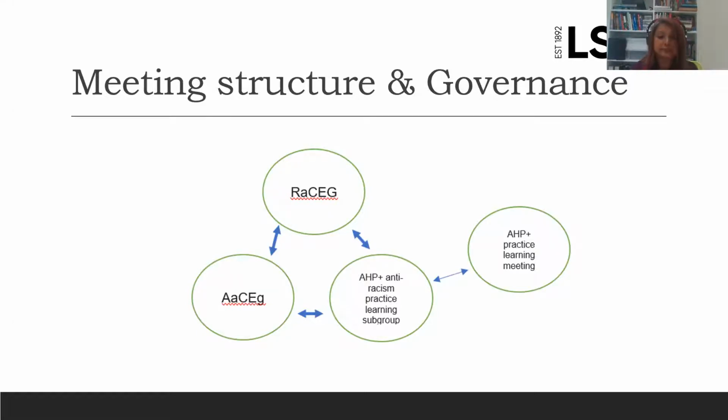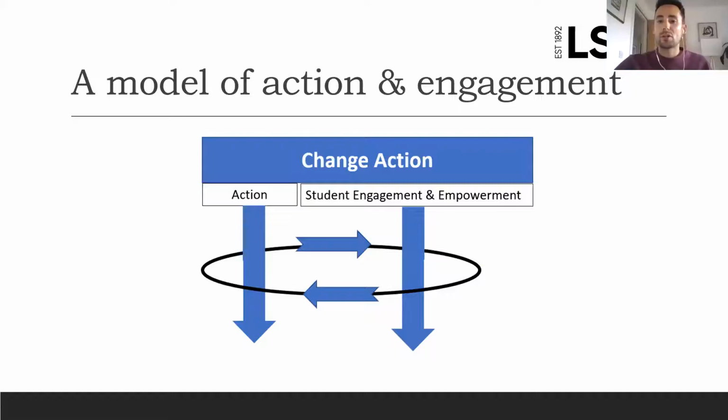Next slide, please. So this is our model of action and engagement. We would like action and student engagement and empowerment to run in parallel with each other, whilst also interconnecting, almost like a rope, as Gwyn would say, so that they make each other stronger as they move forwards. So we hope that as we start to create actions with the students that we do have involved, once some of our AHP students begin to see those actions and change happening, they will become more empowered to begin to join us and support our change.